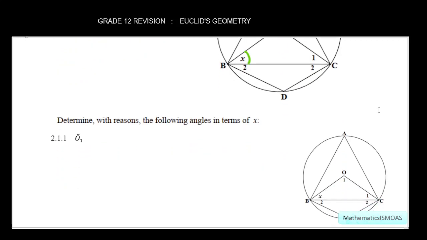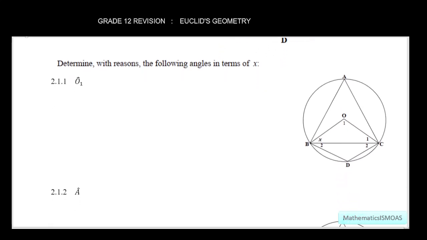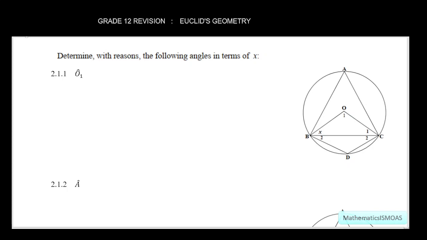Now question 2.1.1. Determine with reasons the following angles in terms of X. 2.1.1, it is angle O1. Here is angle O1. We know the size of angle OBC is equal to X. But let's look at OB and OC. We can see that OB is equal to OC, radii.